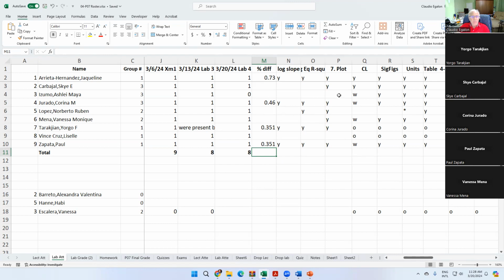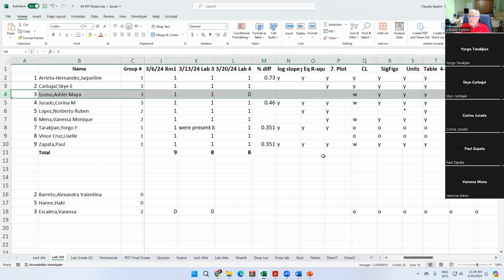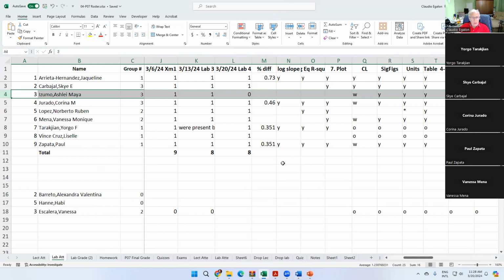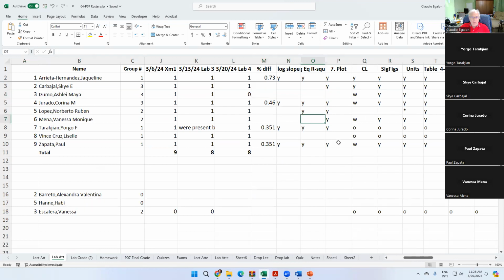Okay, so, now let's see. Who else? Ashley is not here today. Okay, let's talk with Vanessa. Hi, Vanessa. Did you get your regression equation, your R square? Yeah. Okay, good. You log the slope in the last table? Yeah. Okay, what's the percentage difference you're getting? Mine shows 1.72. 1.72. Okay, that's a very good percentage difference.